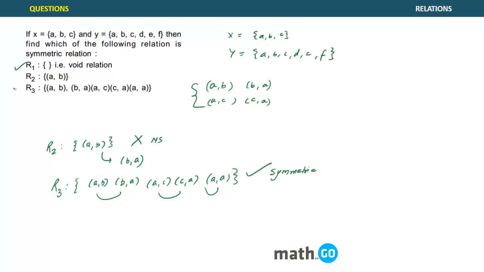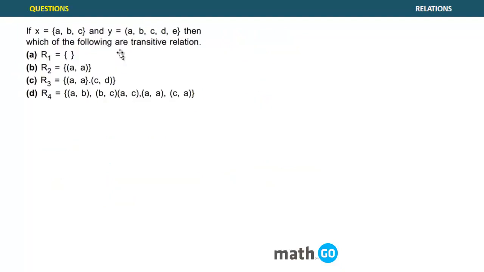So this is also symmetric. This is symmetric, this is symmetric. The R2 relation is not symmetric. Just remember that a void relation is always symmetric. It is symmetric as well as transitive. Let's take the other problem.